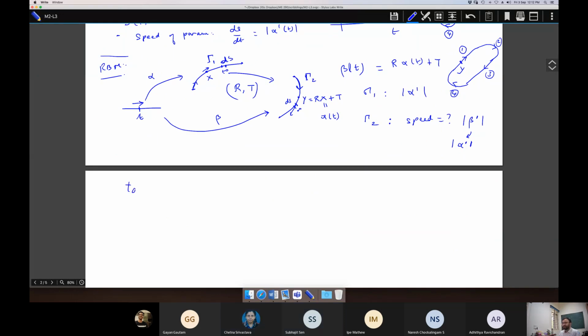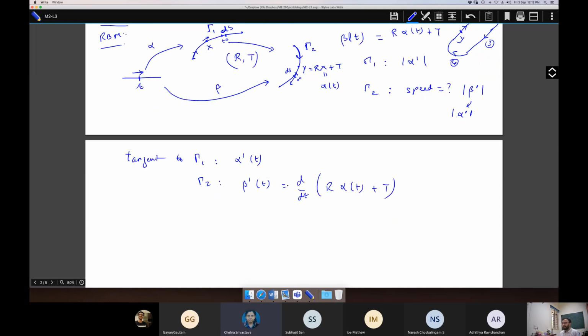What is the tangent to gamma 1? You would say this is the vector alpha prime of t when you are at point t, correct? Yes, sir. The tangent to curve gamma 2 will be beta prime of t, so we can get that by differentiating d by dt of R alpha of t plus capital T. Agreed, Chetna? Yes, sir. So how much will this simplify to? Is R a function of small t? No, sir. And how about the capital T? No, sir. So we just get R alpha prime of t.